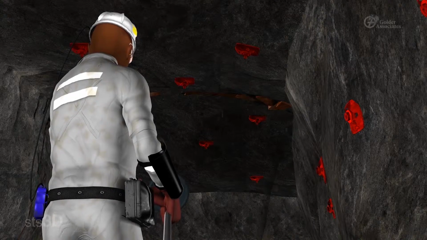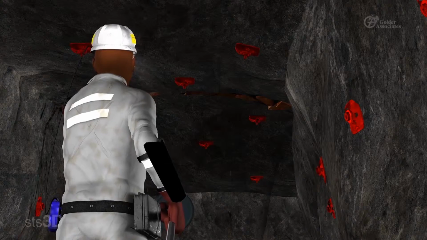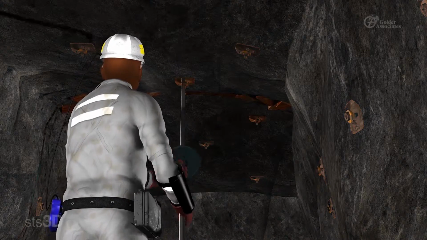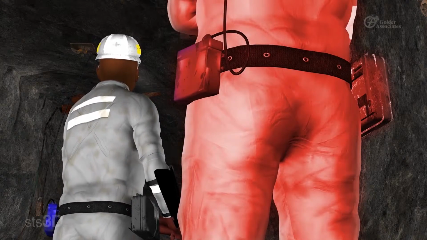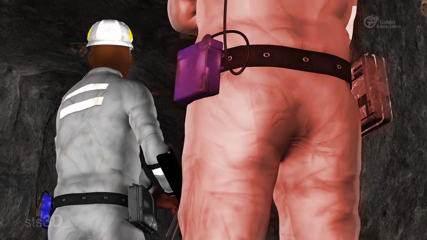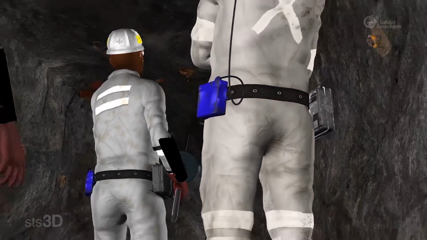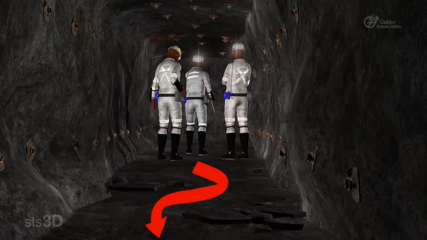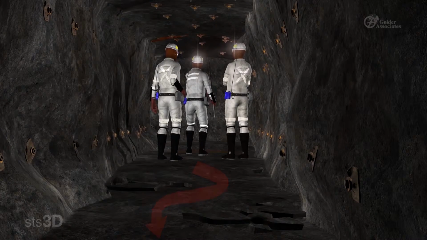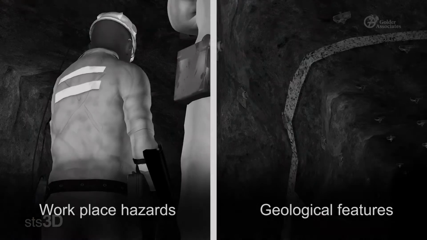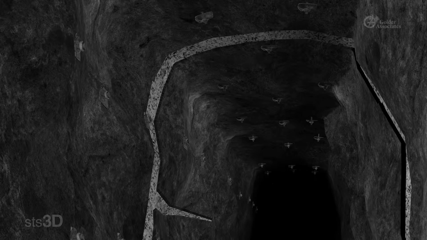Some workplace hazards are unsafe support conditions, people standing too close to the area where you are barring, inadequate or obstructed escape routes, and geological features. There are many geological features that are specific to your mine, but we will show you how to identify the most common ones.